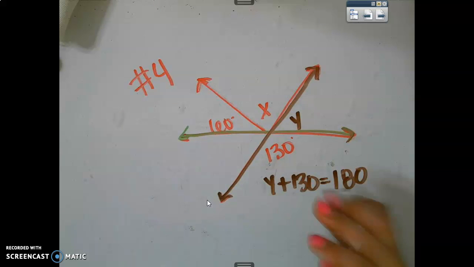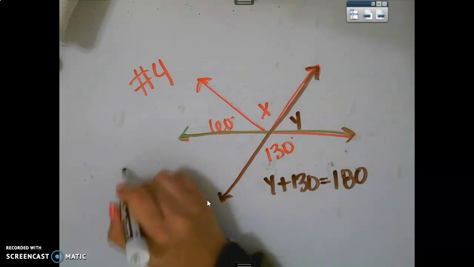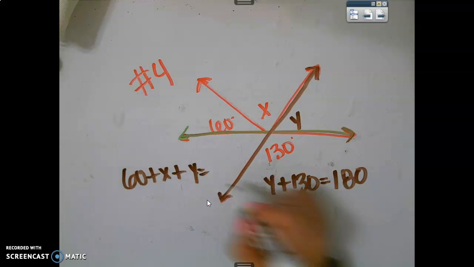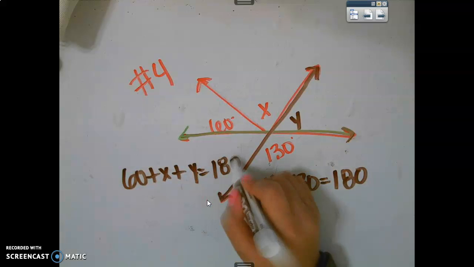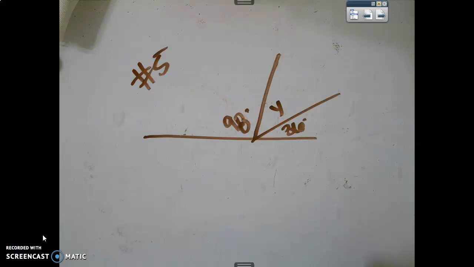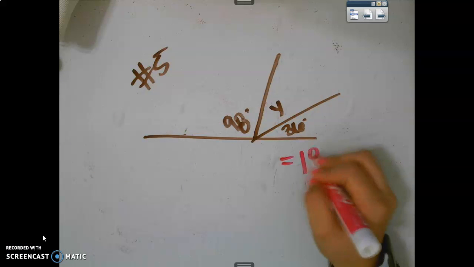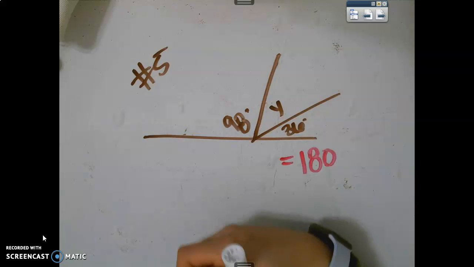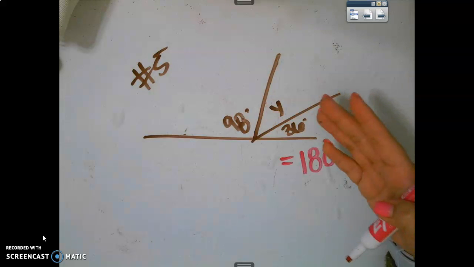And then from there, you'd be able to put all of this together: 60 plus x plus whatever the value of y is would give me 180. Okay? So here again, you have a straight line, so you know that that line is going to give me 180. You want to put all of this into an equation, create it, and then you would be able to find your value of x.